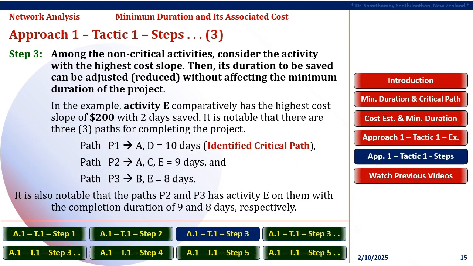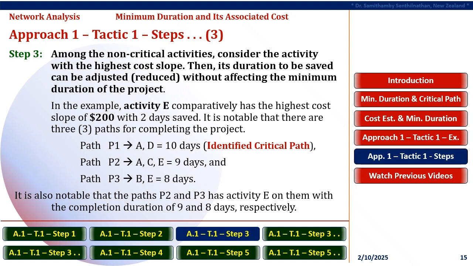In Step 3, among the non-critical activities, consider the activity with the highest cost slope. Then, its duration to be saved can be adjusted or reduced without affecting the minimum duration of the project. In the example, Activity E comparatively has the highest cost slope of $200 with 2 days saved. It is notable that there are 3 paths for completing the project. Path P1 consists of activities A, D with completion duration of 10 days. This is the identified critical path with the crashed durations of activities.